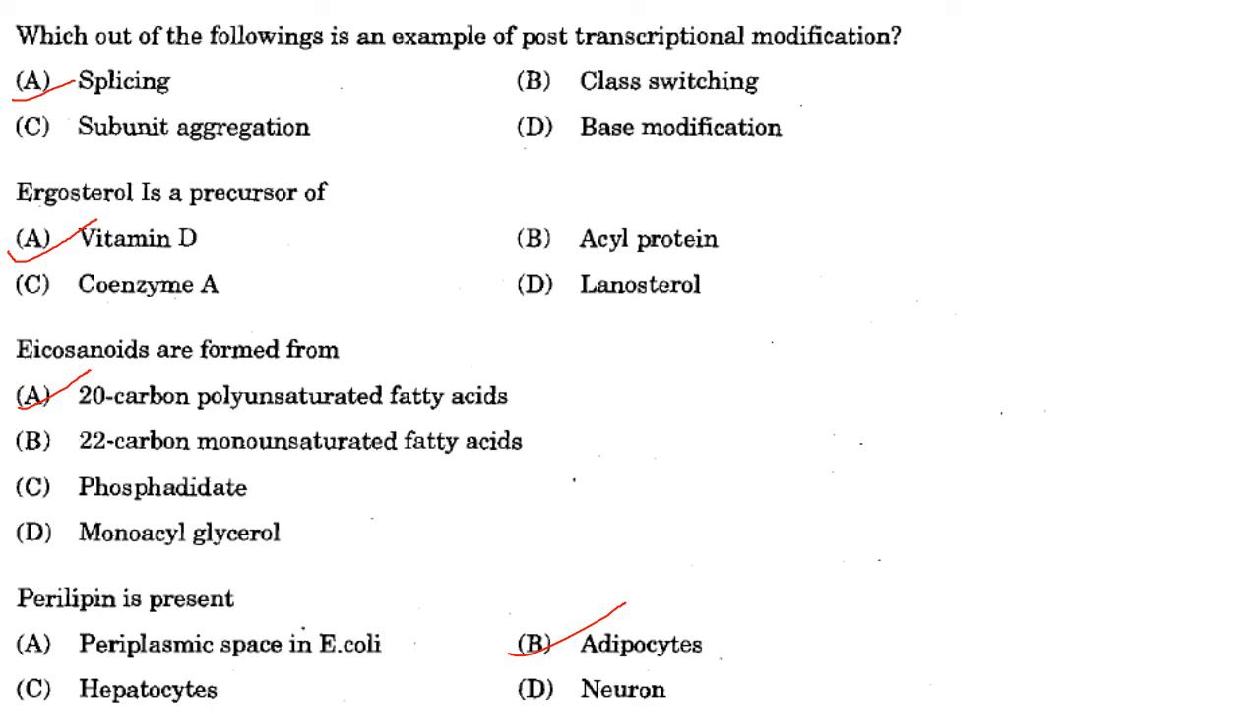Answer is option A. Then icosanoids are derived from arachidonic acid. So answer is option A, 20 carbon polyunsaturated fatty acid. Then perilipin is present on the surface layer of intracellular lipid droplets in adipocytes. So answer is option B, adipocytes.